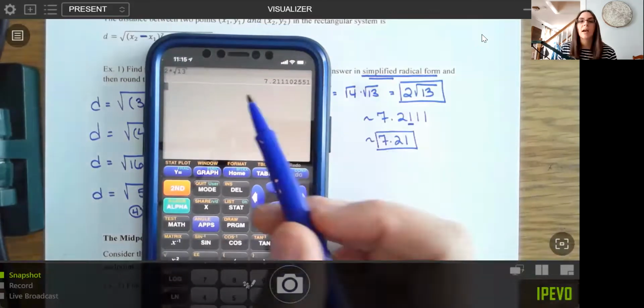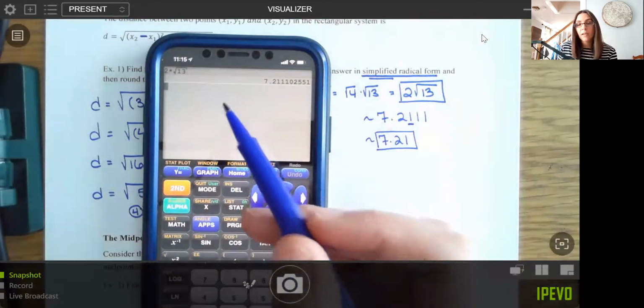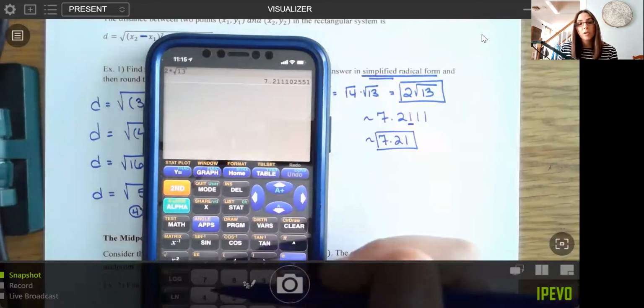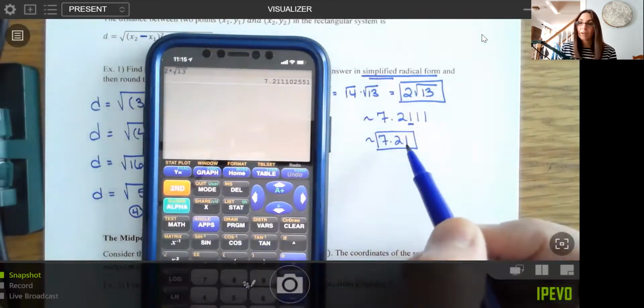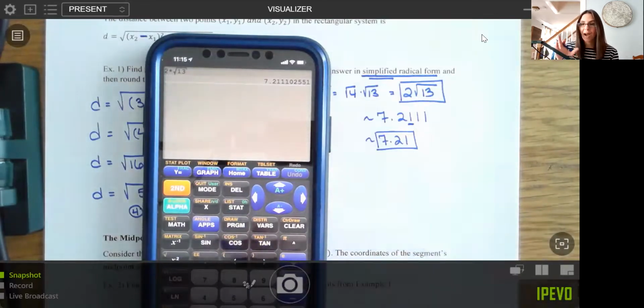I would definitely try your calculator at home. So try your calculator, particularly if you have a different one, and make sure you know how to use it. The answer here should be about 7.21. So try your calculator, figure out the steps until you know how to actually enter your roots and simplify to get the answer.